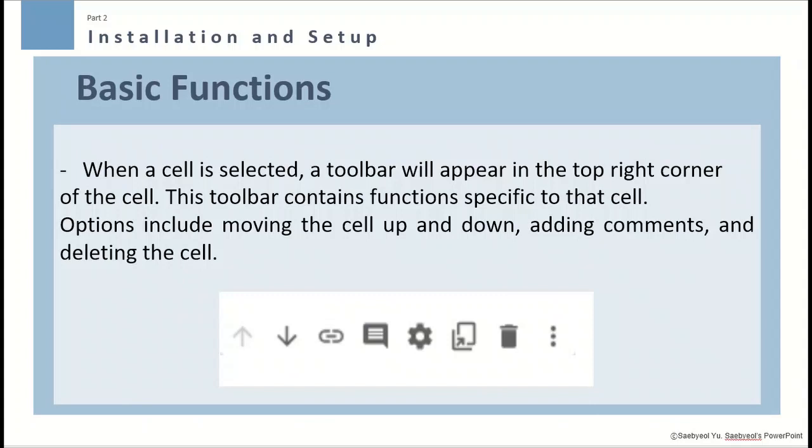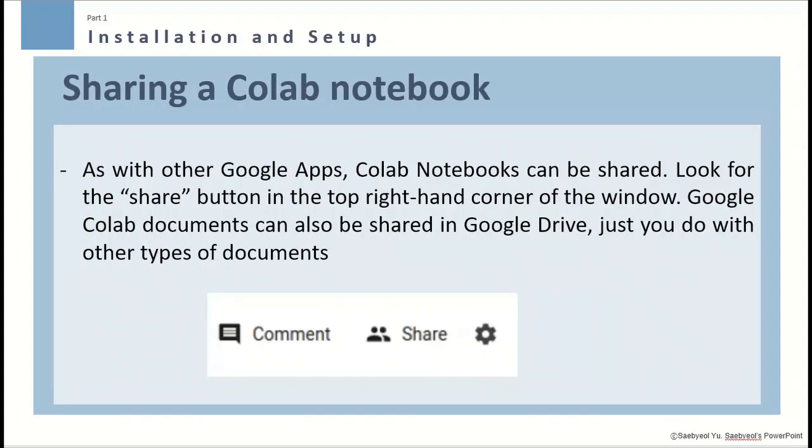When a cell is selected, a toolbar will appear in the top right corner of the cell. This toolbar contains functions specific to the cell. Options include moving the cell up and down, adding comments, and deleting the cell. As with other Google apps, Colab notebooks can be shared. Look for the Share button in the top right-hand corner of the window. Google Colab documents can also be shared in Google Drive, just like the other types of documents.